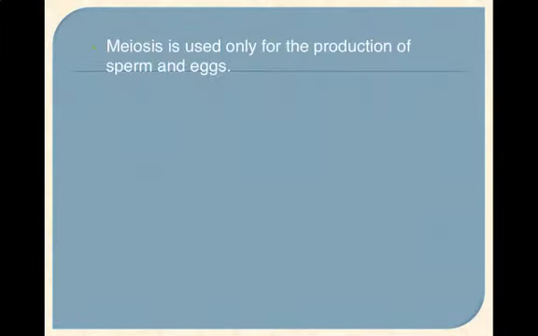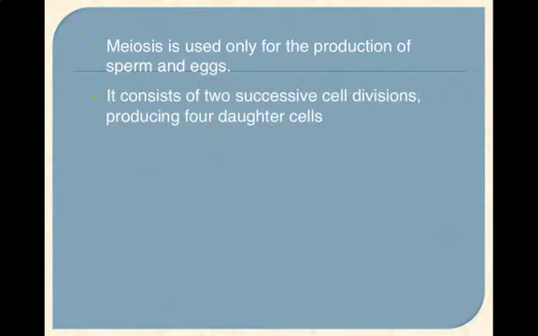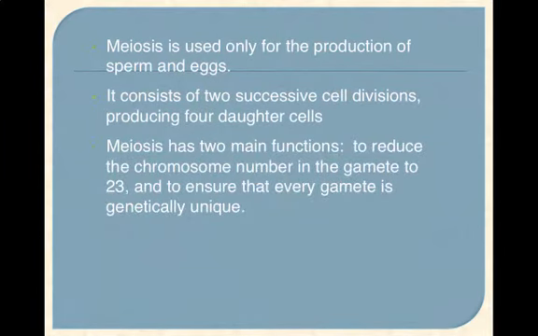So meiosis is only used for the production of sperm and eggs, or any of the gametes. It consists of 2 successive cell divisions producing 4 daughter cells. It has 2 main functions: reduce the number of chromosomes in the gamete to 23, and ensure that every gamete is genetically unique. That's why we don't look exactly like our parents. We're an amalgamation, or a combination, of the 2.